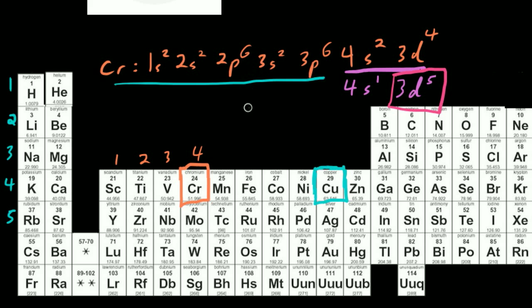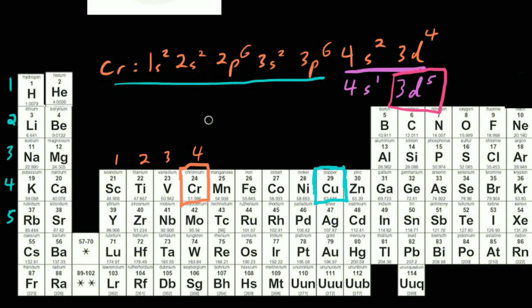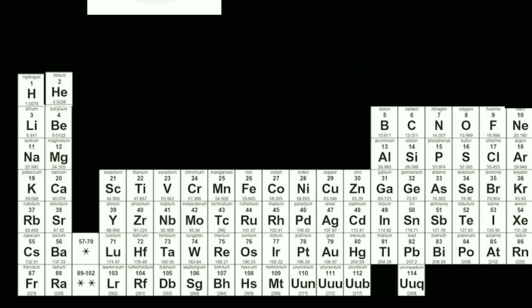Hi and welcome back. In the last video we talked a little bit about one of our exceptions for electron configurations in the D block, which was chromium. And in this video we're going to talk about our other exception for electron configurations in the D block, which is copper. So I'm going to clear off this drawing again.